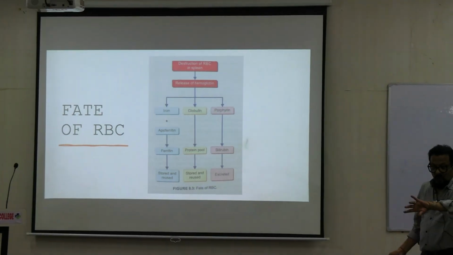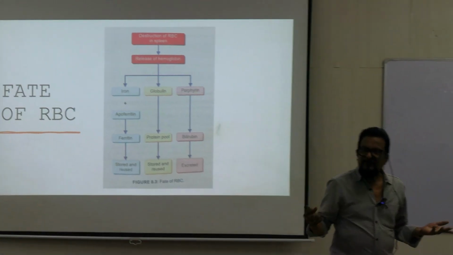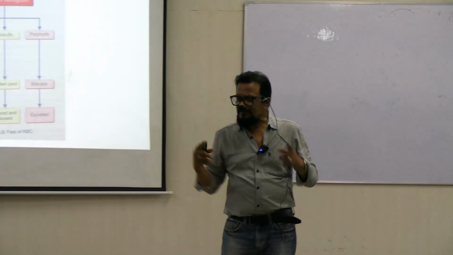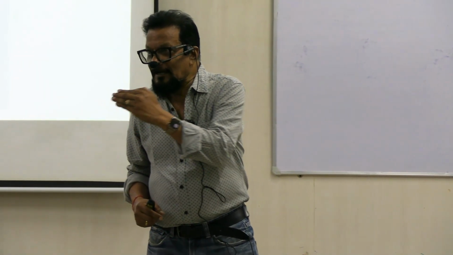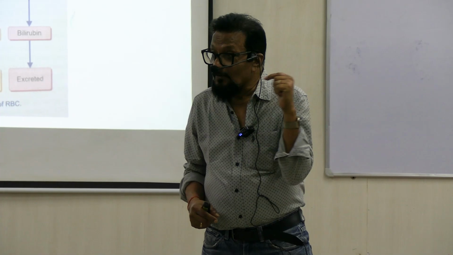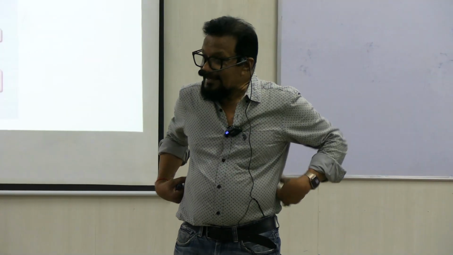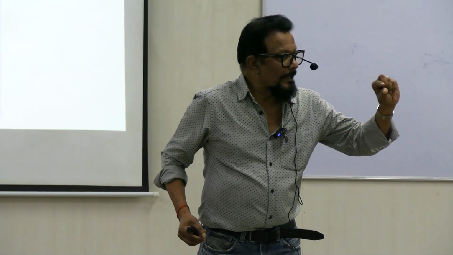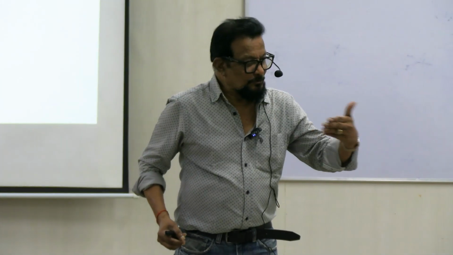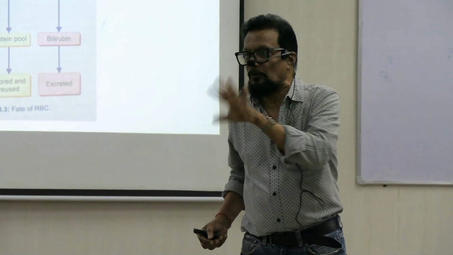Fate of RBC, in short: RBCs are destroyed when they get senile, meaning older. They can't reform, and their wall becomes very fragile. So when they start to pass through the narrow capillaries, they will be broken down. The capillaries present in the spleen and liver are more numerous, and their diameter is much less. So they cannot pass through this, and since they are fragile, they will be broken down.